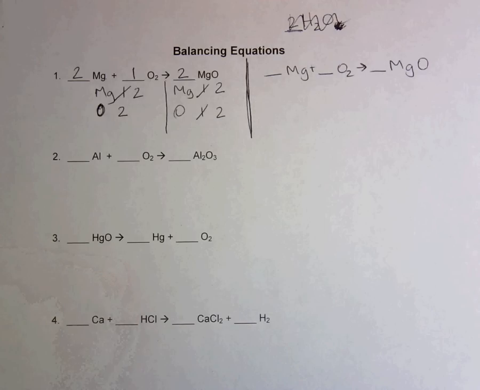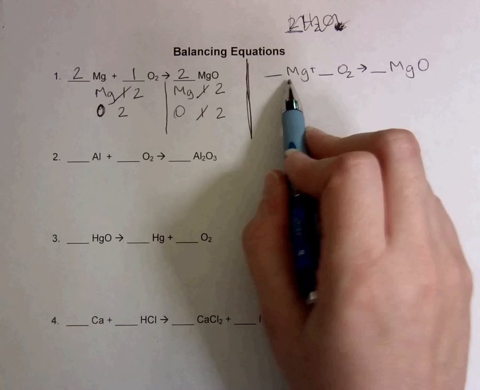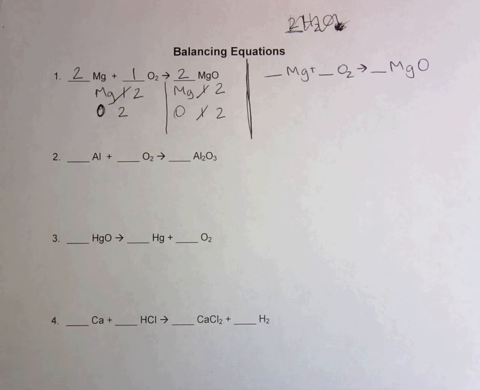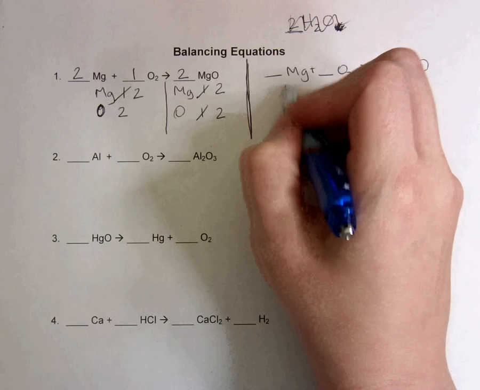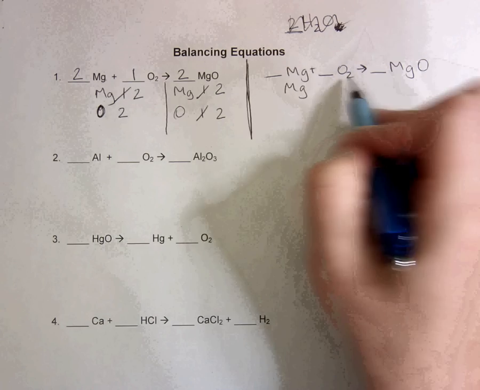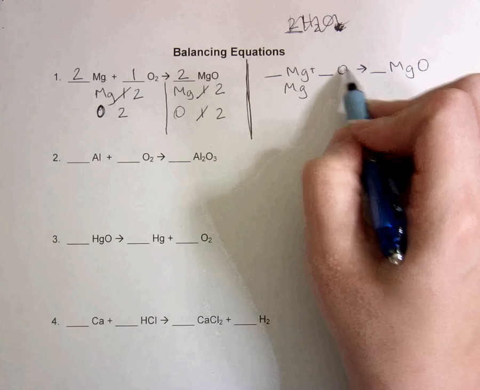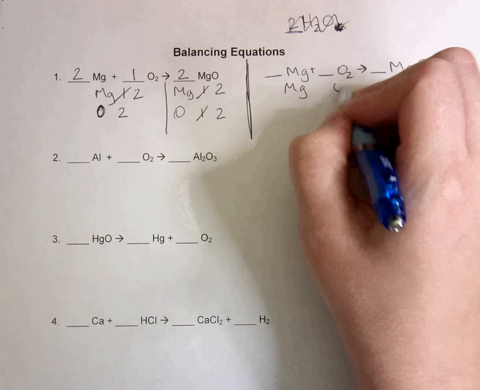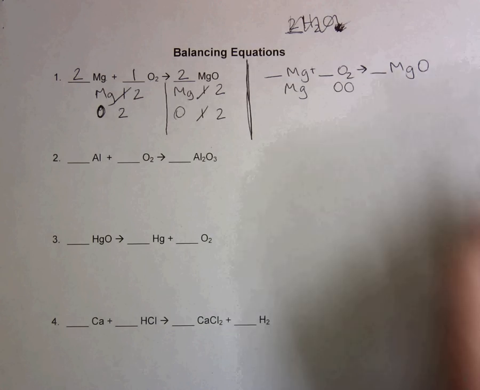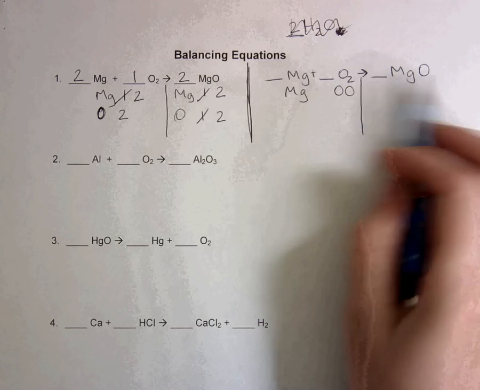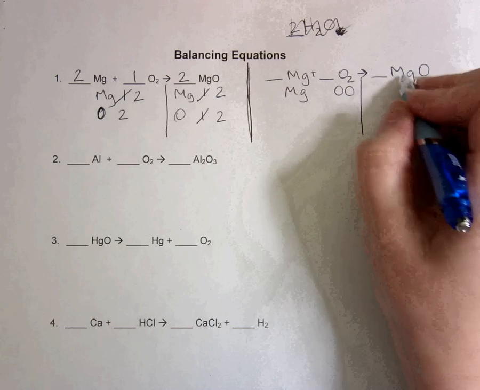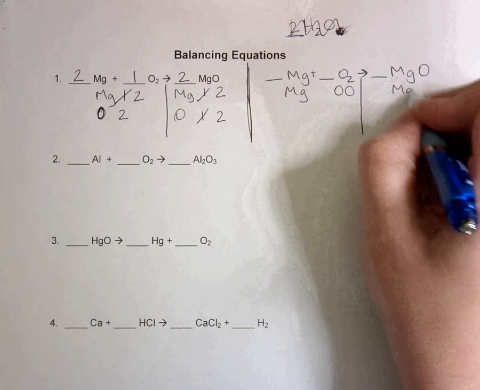Now in this method, what I'm going to do is show exactly how many atoms I have in each compound. So here's Mg, I only have 1 Mg, so right underneath it I'll write Mg. Here I have O2, which means I have 2 O's, so I'm actually going to write out 2 O's. And I'm going to draw my line down from my arrow separating the reactants from the products, and I have 1 Mg and 1 O, so I just write 1 Mg and 1 O.